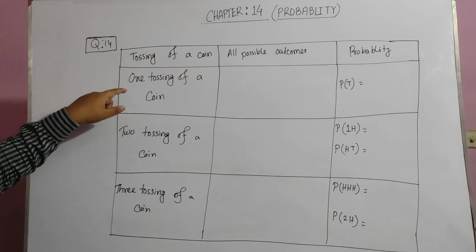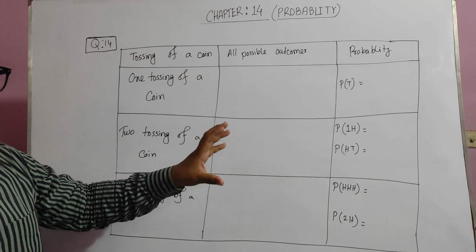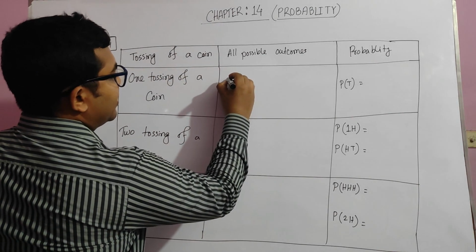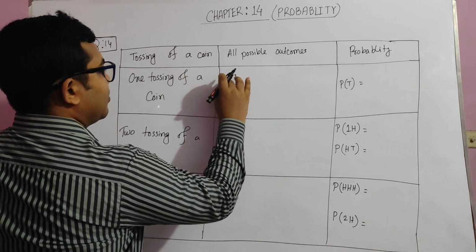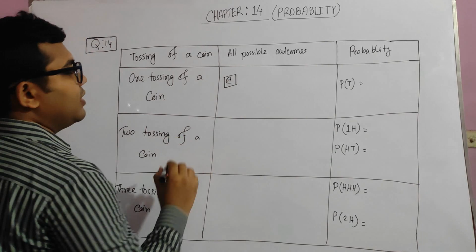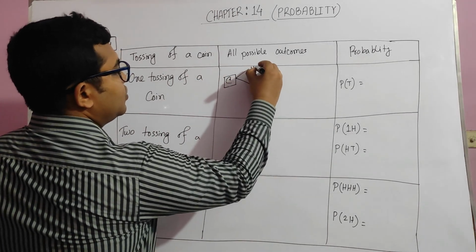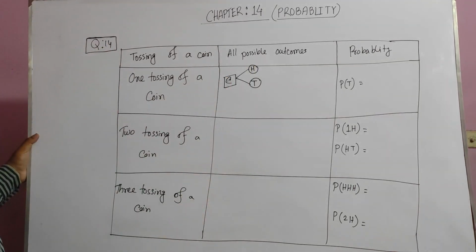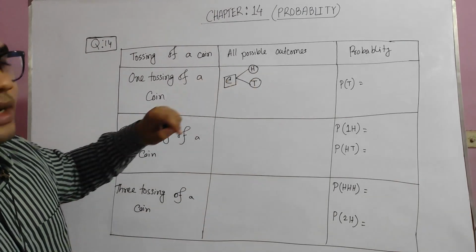Our first question is one tossing of a coin. So a coin must be tossed once. Suppose this is our coin or toss. We may write the coin here also, or if anyone writes C, okay, no problem. In the case of the coin, 2 things can be found, head and tail.